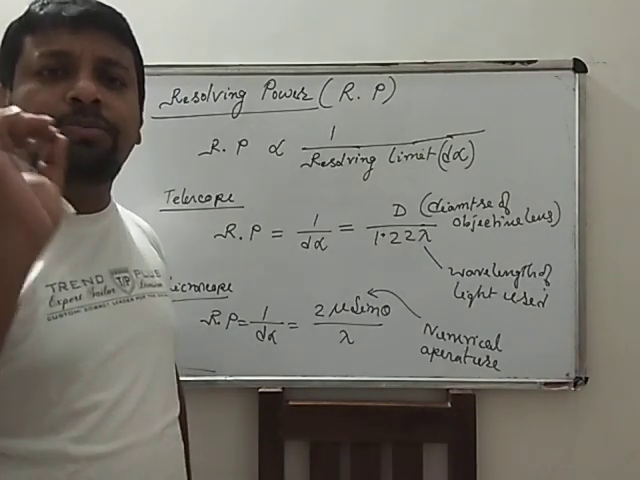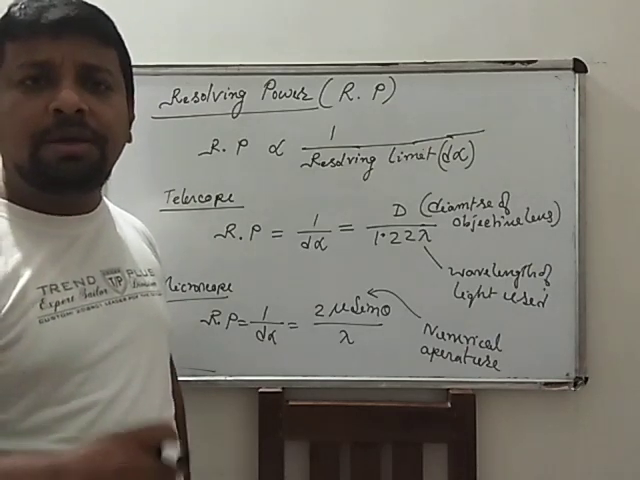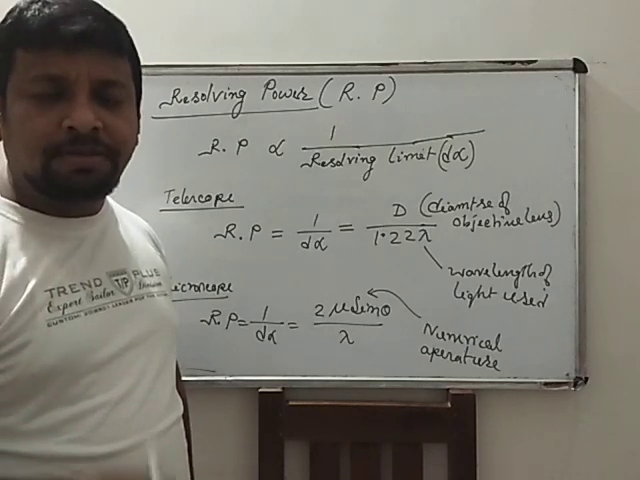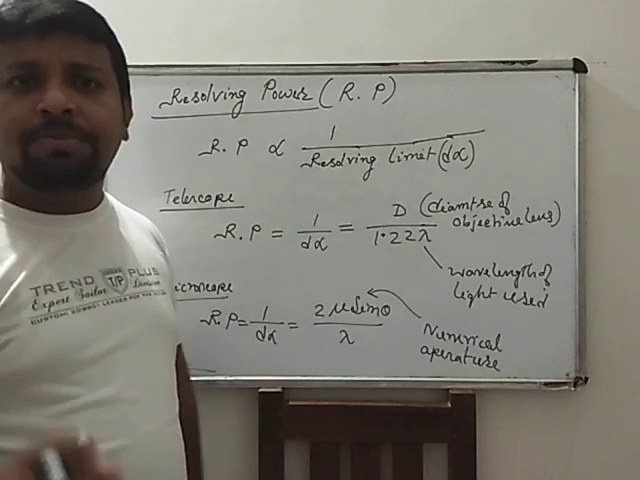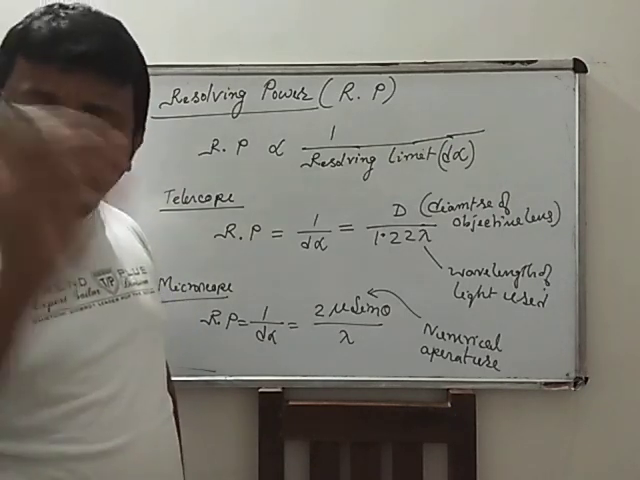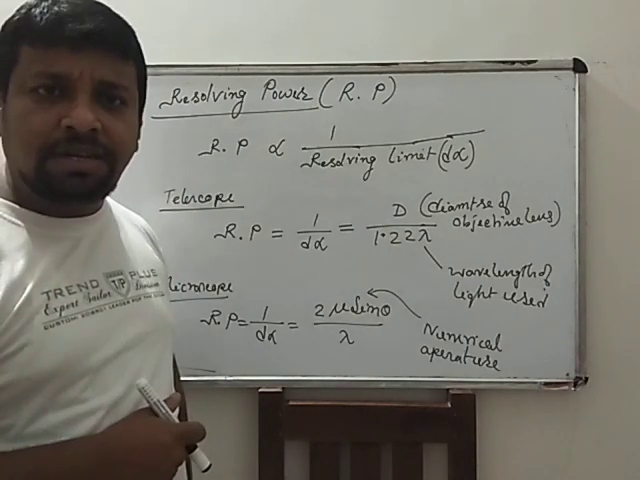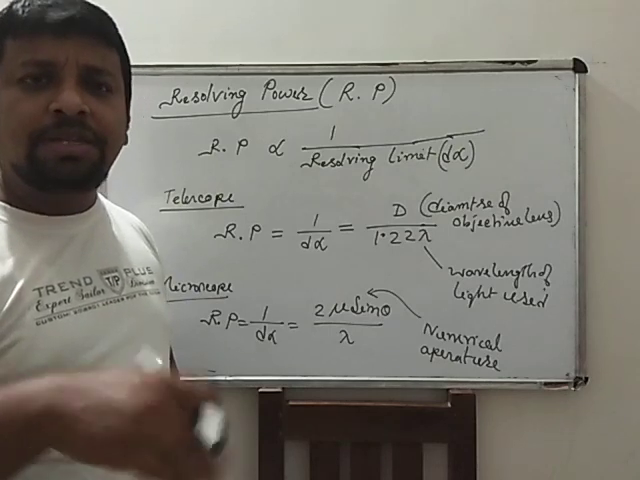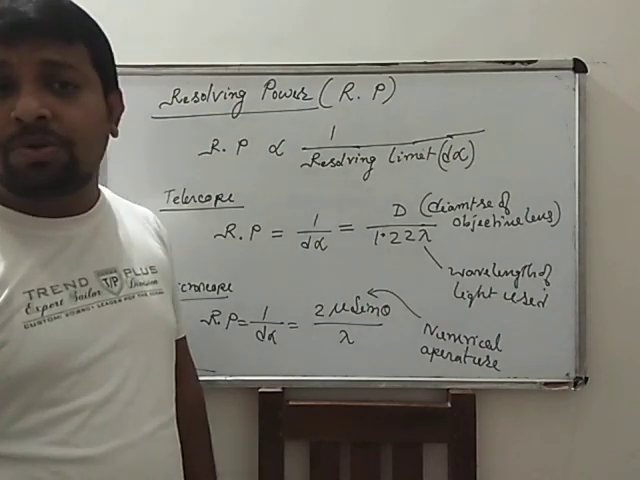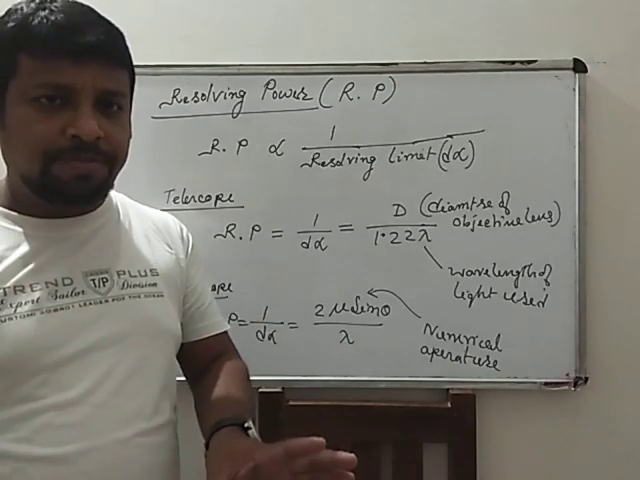These 3 points are to be noted, how resolving power of an optical instrument is affected. First point, resolving power is directly proportional to the diameter of the lens. Second point, resolving power of a microscope is directly proportional to the numerical aperture of the instrument, and is inversely proportional to the wavelength of light used in telescope and microscope.